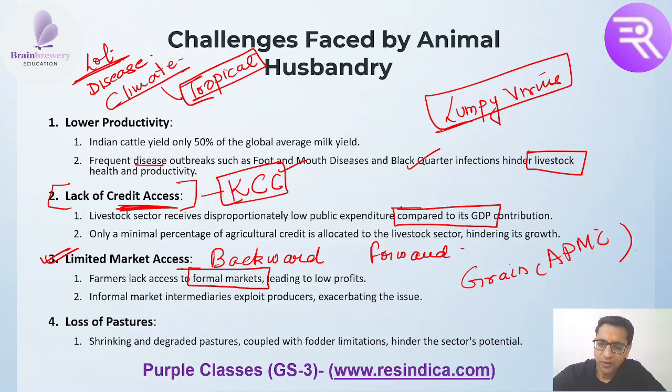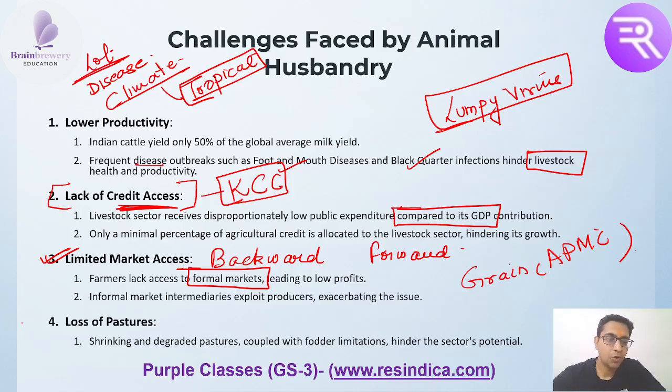So there is a lot of informal information coming, informal decisions. There are middlemen who are again exploiting the farmers, and issues like hoarding and hedging are happening in the area, all of which again hinder the market access.